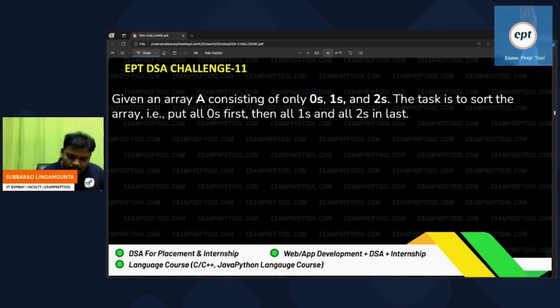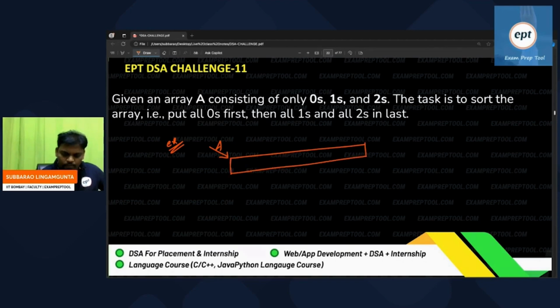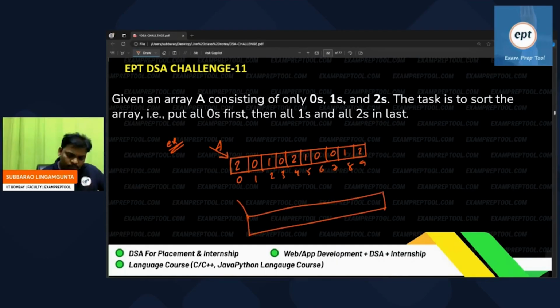Suppose I take one example. Array A contains these elements. Let's take some 10 elements, with indices 0, 1, 2, 3, 4, 5, 6, 7, 8, 9. Let me take some values: 2, 0, 1, 0, 2, 1, 0, 0, 1, 2. If you sort this array, it should look like this.